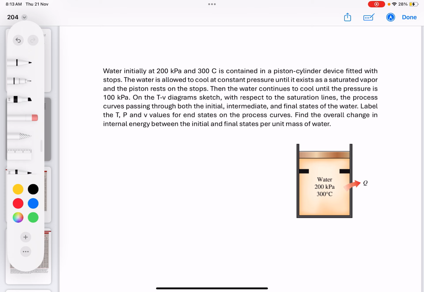Then the water continues to cool until the pressure is 100 kilopascal. On a T-v diagram, sketch with respect to the saturation line the process curve passing through the initial, intermediate, and final state of the water. Label the T, P, and specific v for the initial and end states of the process curve. Find the overall change of internal energy between initial and final state per unit mass of water.